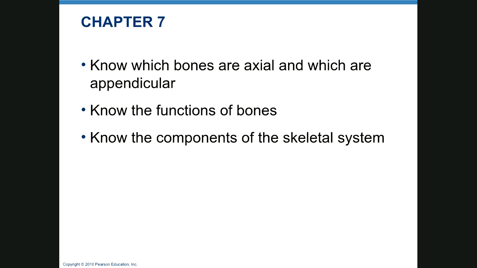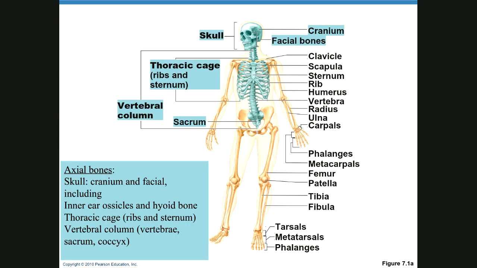So the first thing we need to know is which bones are axial and which bones are appendicular. Know the function of bones, which is part of chapter 6 also, and know the components of the skeletal system, which were also discussed in chapter 6. So you should know which bones are axial bones. So in the test, given a bone, you should be able to classify it as axial or appendicular. Axial bones are the bones found in the skull, in the rib cage, and the vertebral column.